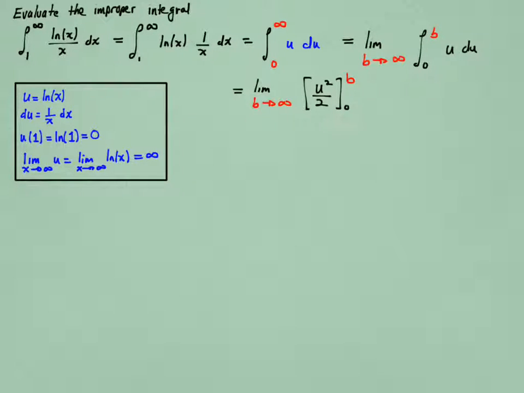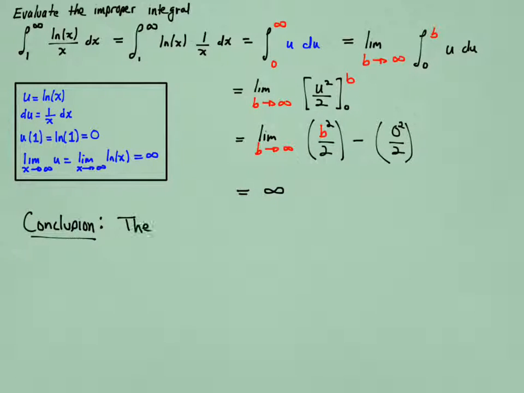And you can start to anticipate what the issue might be here. As I evaluate this at the two numbers, I evaluate it at u equal to b, and when I do that I get b squared over 2. And I evaluate at 0, that gives me 0 squared over 2, which of course will be 0. And as b becomes large, this term will go to infinity, giving me infinity as the answer for the limit. And therefore, this improper integral diverges. It is not a finite amount of area under this curve.